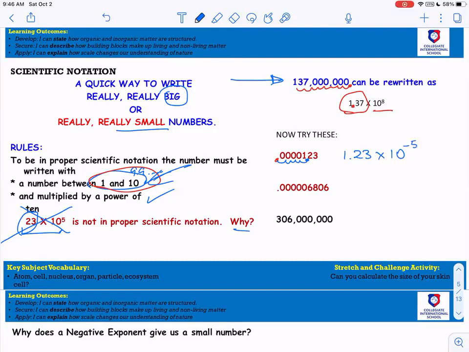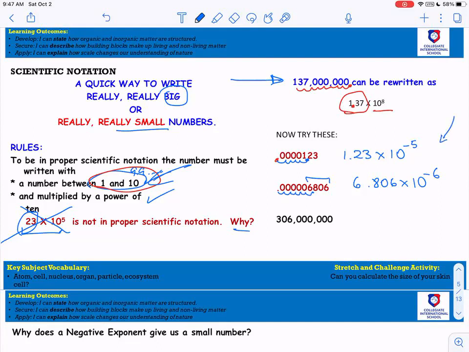Next one, same thing. Where am I going to put it in between these four numbers? I got to put it here. Why? Because 6 is a number between 1 and 10. So then I'm going to do 1, 2, 3, 4, 5, 6. So it would be 6.806 times 10 to the negative 6. Make sense?